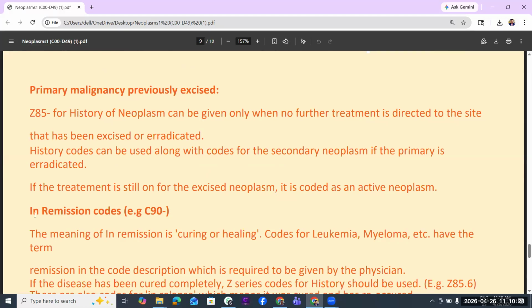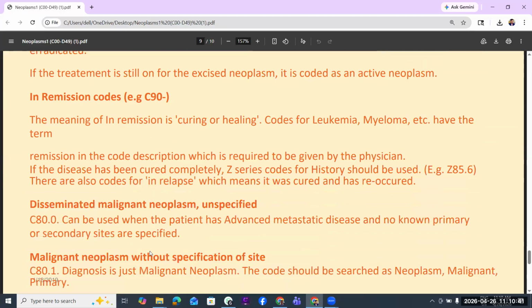In remission, codes like C90: the meaning of remission is curing or healing, for codes of leukemia, myeloma, etc. that have the term remission in the code description, which is required to be given by the physician. If the disease has been cured completely, a Z series code for history should be used, like the Z85.6 series. There are also codes for relapse, which means it was cured and has recurred. So there is an option for relapse.